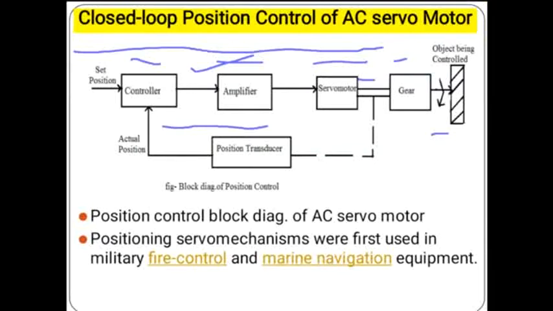Thus the AC servo motor translates the control signal into physical action and acts as an actuator. So this is the explanation of the closed loop position control of a servo motor. The positioning servo mechanism was first used in military fire control and marine navigation equipment.